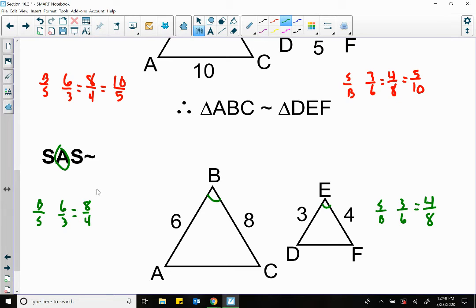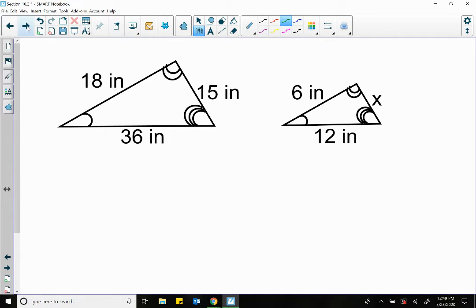Okay, so let's take a look at what I mean by all that. So it's like two parts. Tell me why they are similar, and then find a missing side. Okay. So here's an example. Okay. So if you look at these, why are these similar?